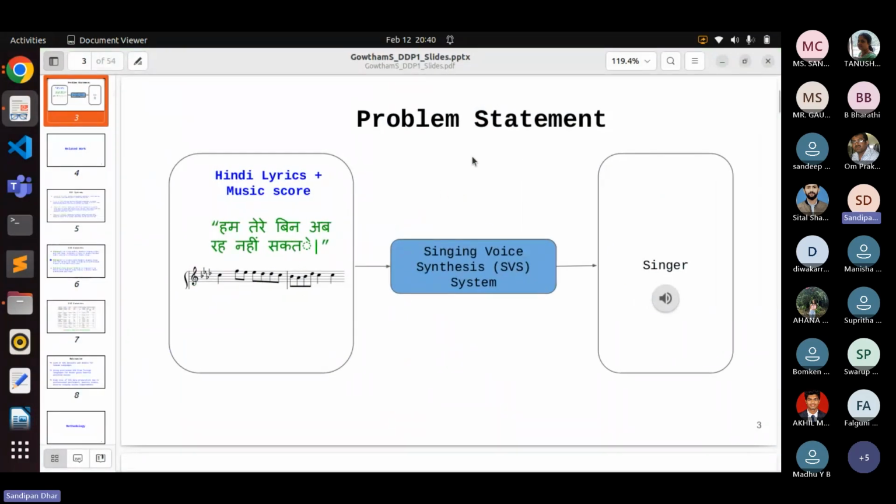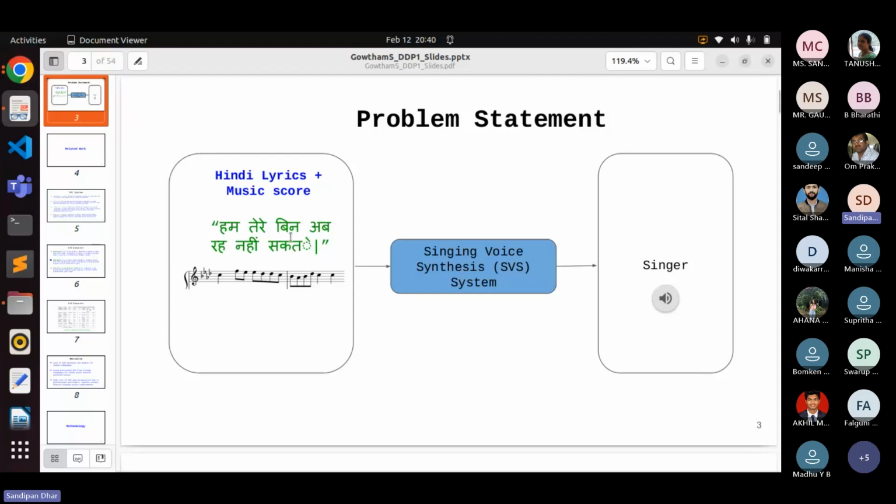Unfortunately I'm unable to share this PPT directly, so that's why I'm sharing it this way, just to make you understand how singing voice synthesis is quite different from exact TTS. I hope this specific screen and the PPT are visible.